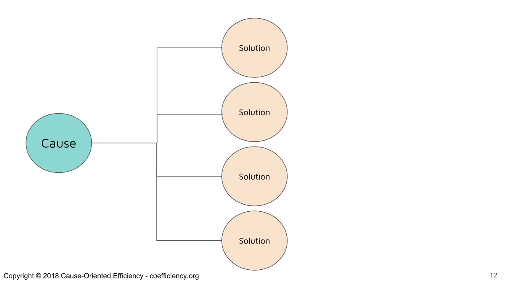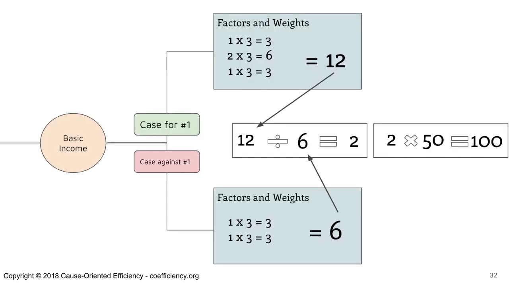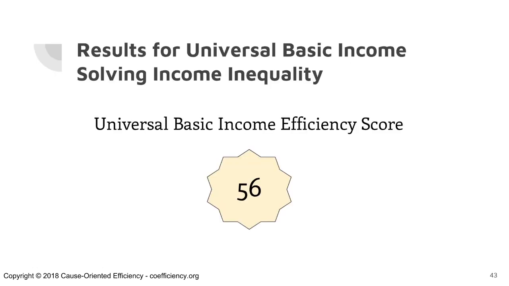And here is what the structure of the methodology looks like. At the top, you have cause, and within the cause, you have solutions. There could be many solutions. Within each solution, you can have cases for or against, and you can have very many of those. The second part of the structure within the methodology looks something like this. You have factors and weights that are added together within a calculation. At the end of this calculation, you'll have a score. In this case, for our example today, we have universal basic income with an efficiency score of 56.